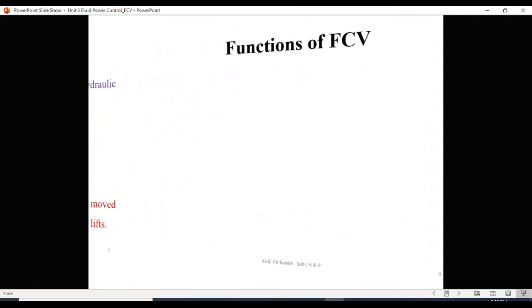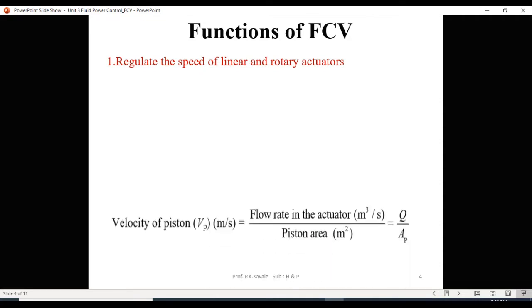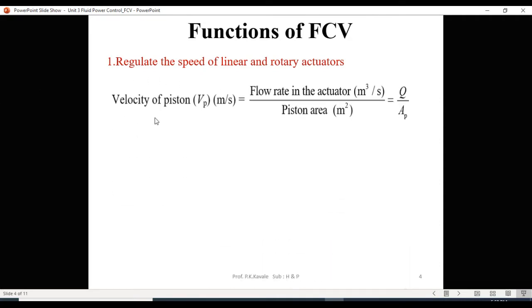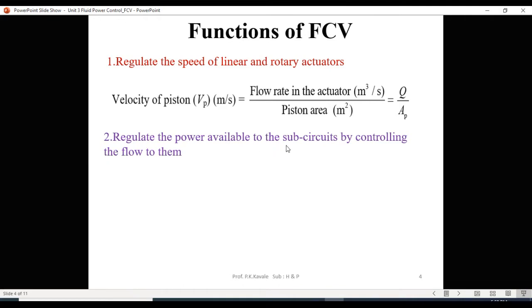How? The velocity of the piston comes from the continuity equation: Q is equal to area multiplied by velocity. So velocity is flow divided by area. If you control Q, automatically velocity will be controlled. Velocity is directly proportional to the flow. If flow increases, velocity increases. It also regulates the power available to the sub-circuit by controlling the flow through them, just like power is equal to pressure multiplied by flow. It proportionally divides and regulates the pump flow through the various branches of the circuit.